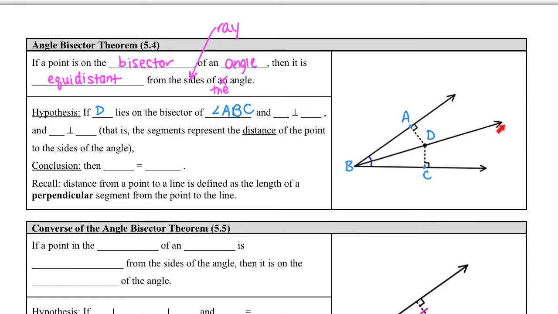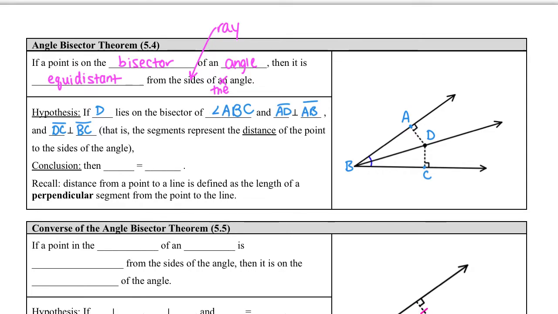So if D lies on the angle bisector of angle ABC, and you have this as actually measuring the distance, so that means that AD is perpendicular to AB. So that's just saying that this to here is a right angle, so that this actually is measuring distance. And so we want the same thing over here to actually measure distance. So we need DC and CB to be perpendicular. I'm just going to call it DC perpendicular to BC. And you could also put ray BC there if you wanted. It doesn't matter, because it's the same. We're talking about the same thing.